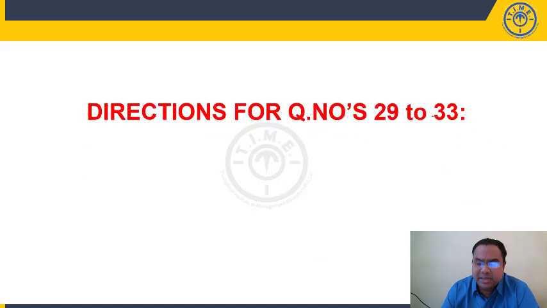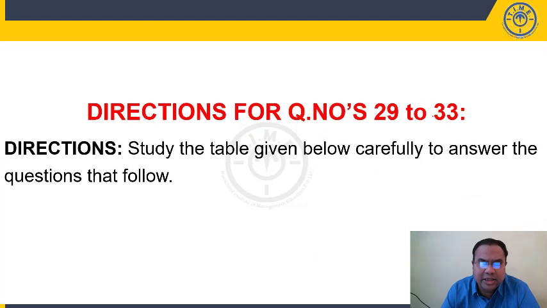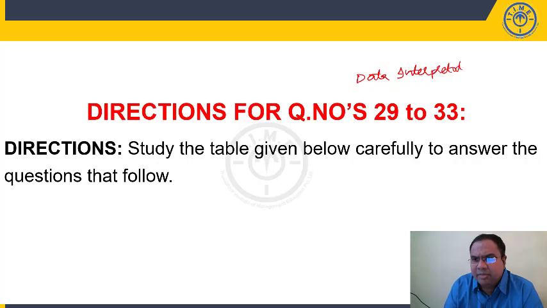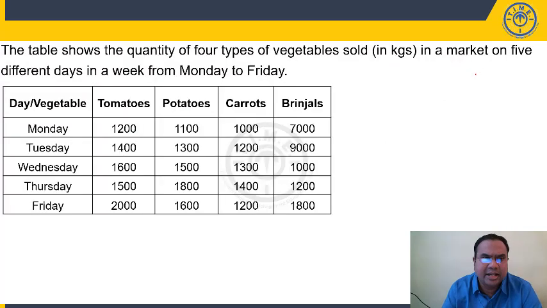Okay, this completes our individual question, students. Now directions for question number 29 to 33. Study the table given below carefully to answer the questions that follow. These are data interpretation questions. We have about 5 questions on data interpretation, with data represented in the form of a table. Let us take up this.